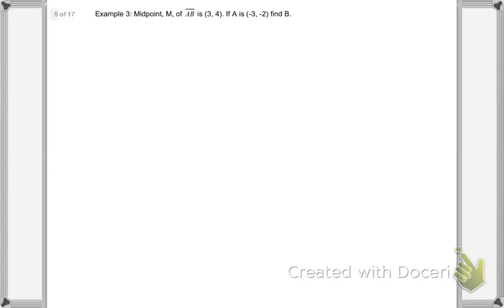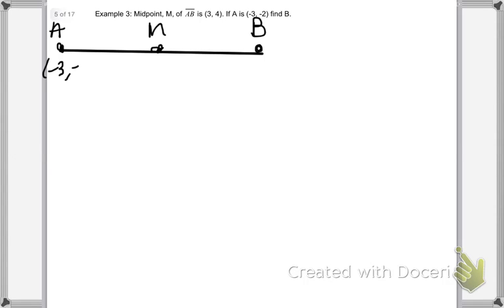So, first thing I'm going to do, I'm going to draw my segment out. I'm going to have my A, I'm going to have B. Now, I have my midpoint right in the middle. And I know that A is at -3, -2. And I know my midpoint is at 3, 4. What I need to do is find my B value. I don't know what B is, the X or the Y, so I'm going to leave them as variables. Since this is the second endpoint, I'm going to say X2, Y2.